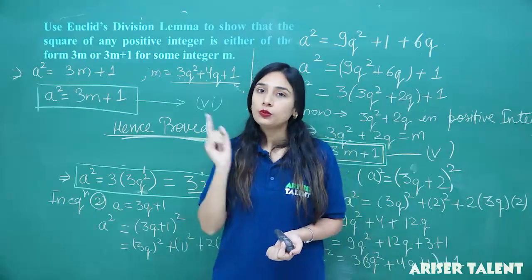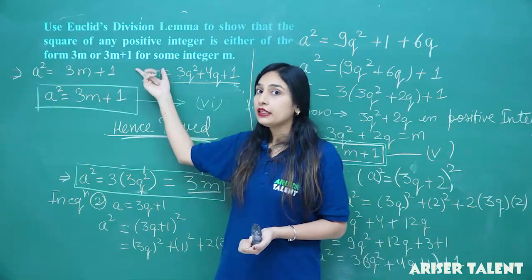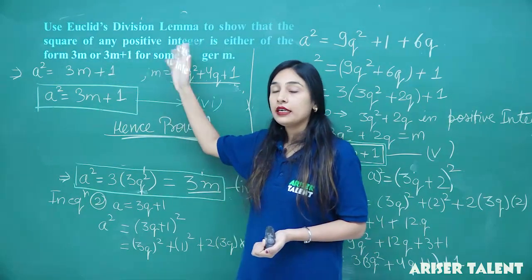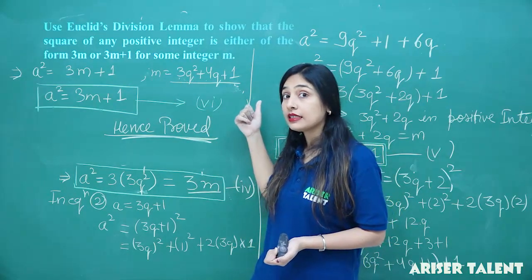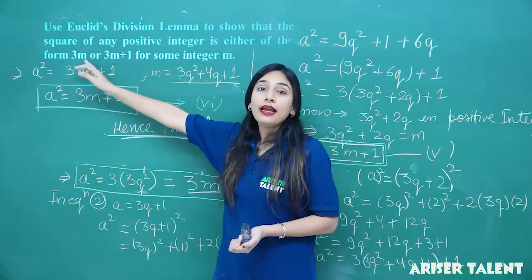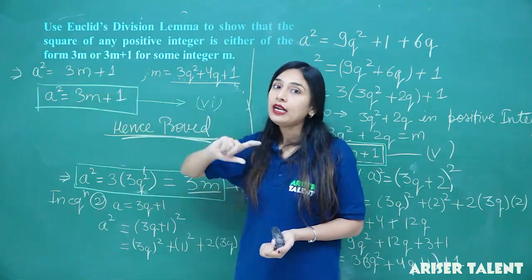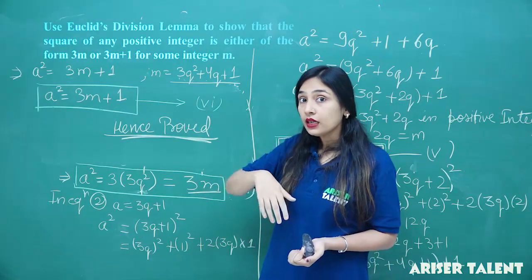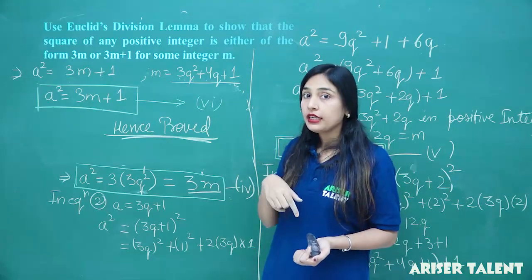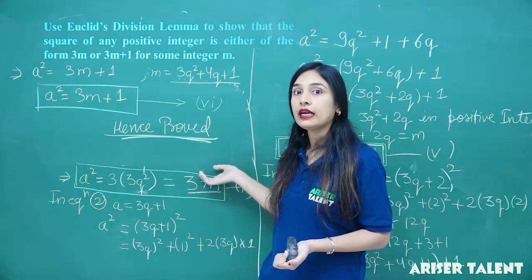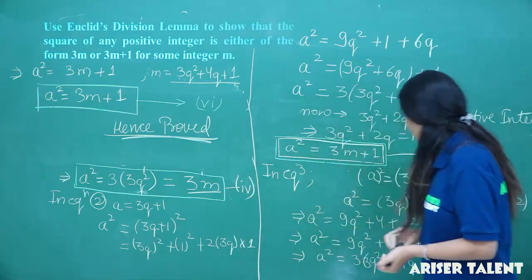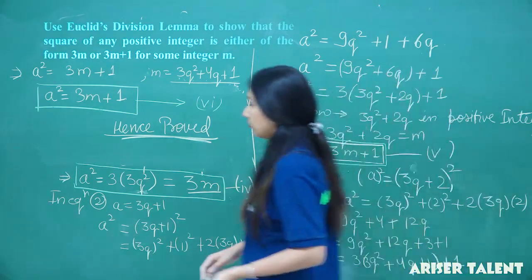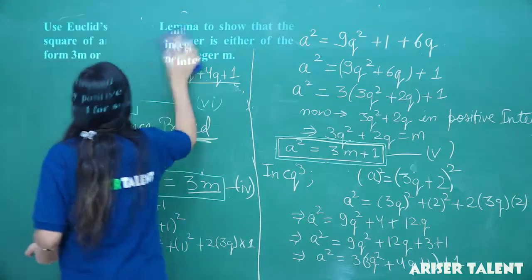What was the procedure? We read the theorem carefully, then we identified that this is about Euclid's division lemma, then we wrote the Euclid's division lemma, identified the value of b and put the values 0, 1 and 2 accordingly, and then squared a in the 3 equations, and we got the answer like this. Okay, note it.